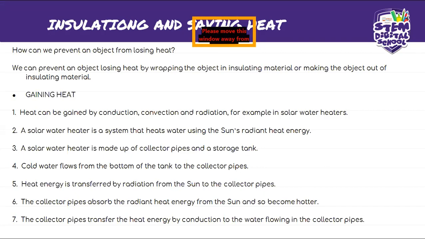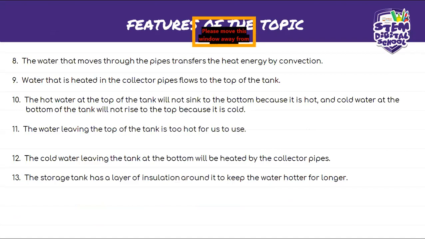Cold water flows from the bottom of the tank to the collector pipes. Heat energy is transferred by radiation from the sun to the collector pipes. The collector pipes absorb the radiant heat energy from the sun and so become hotter. The collector pipes transfer the heat energy by conduction to the water flowing in the collector pipes. All right. The water that moves through the pipes transfers the heat energy by convection.